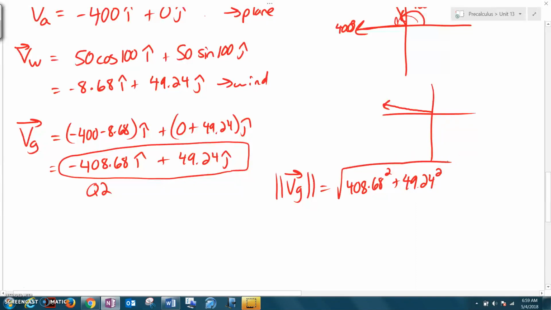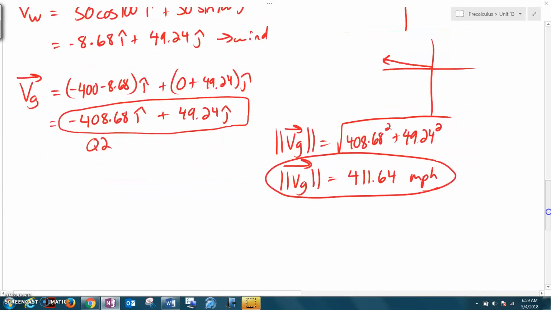So go to your calculator, and if you need to pause and rewind, because I'm trying to get through this so the time doesn't run out, you can do that. And then take the square root of the answer, and you get that the ground speed of the plane, so relative to the ground, is 411.64 miles per hour. Okay?